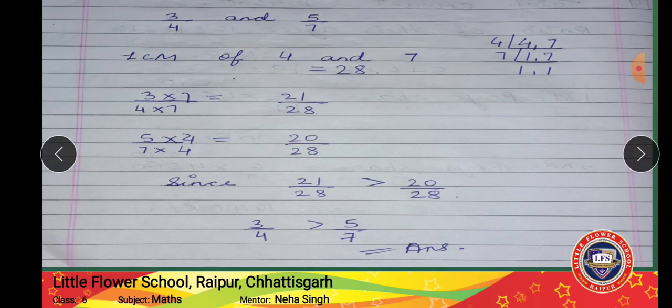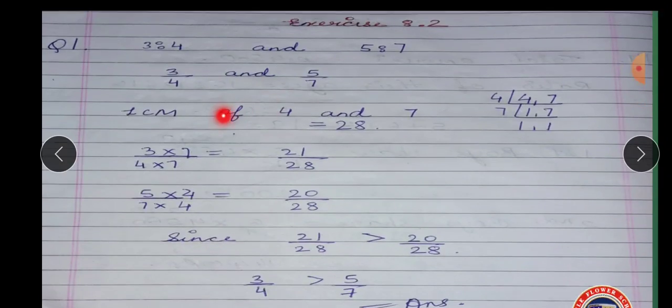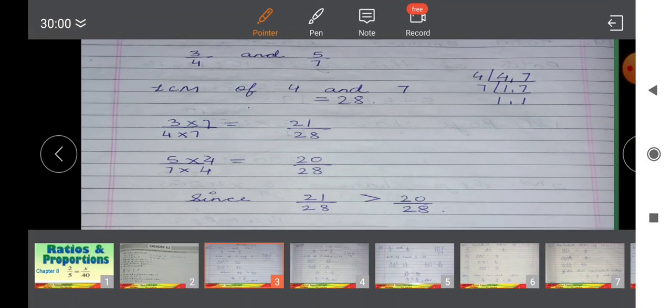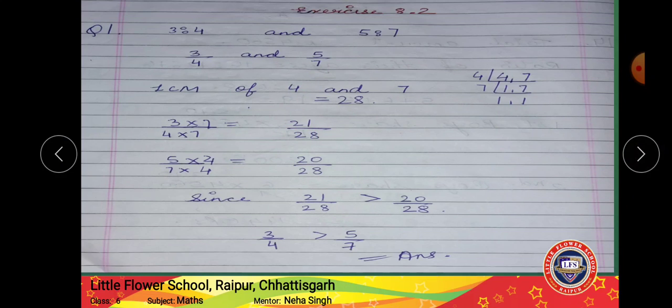So what will be the answer for 3/4? 3 7s are 21 and 4 7s are 28. So 21/28 is the fraction for this. Next, 5 4s are 20 and 7 4s are 28. So 20/28 is the fraction for this. Now we can compare the two fractions.